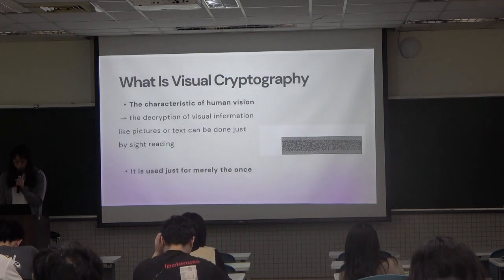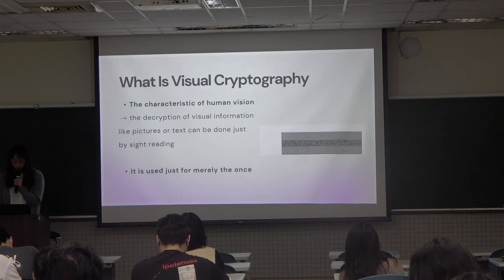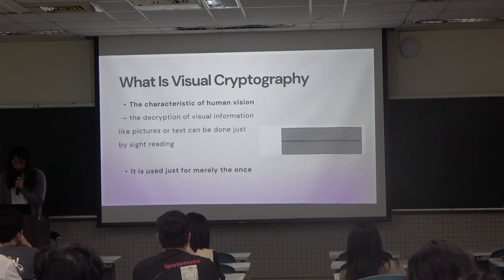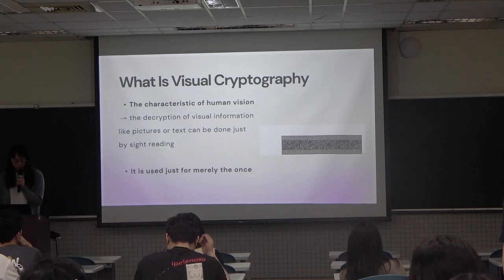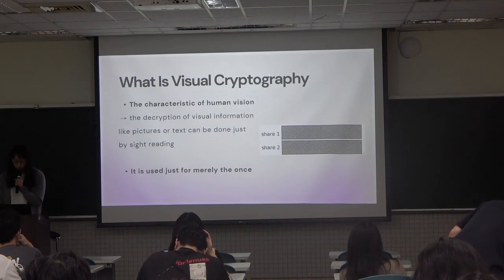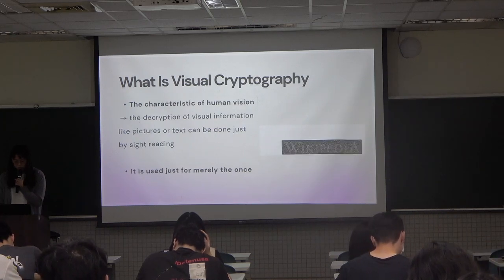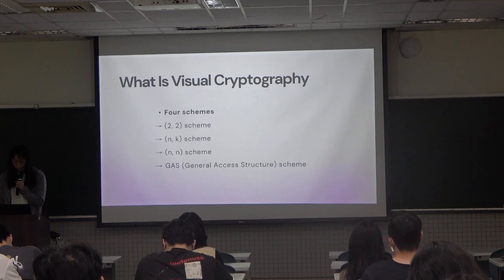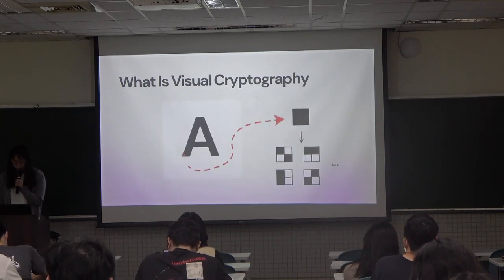So what is visual cryptography? Visual cryptography is a cryptographic technique which allows visual information to be encrypted in such a way that decryption can be done just by sight reading. It uses the characteristics of human vision to decrypt encrypted images and provide secured digital transmission. There are 4 schemes in visual cryptography.